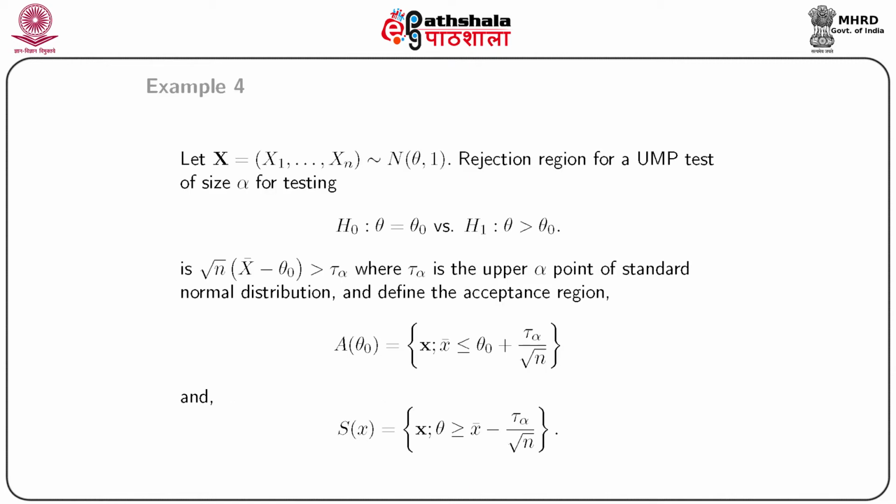Now we consider some examples. Let x1, x2, ..., xn be a random sample of size n from a normal theta, 1 population. The rejection region for a UMP test of size alpha for testing H naught: theta equals theta naught versus H1: theta greater than theta naught is root n times (x bar minus theta naught) greater than tau alpha, where tau alpha is the upper alpha percent point of a standard normal distribution. And we define the acceptance region A theta naught equals the set of all x such that x bar is less than or equal to theta naught plus tau alpha by root n, and therefore S of x equals the set of all x such that theta is greater than or equal to x bar minus tau alpha by root n.